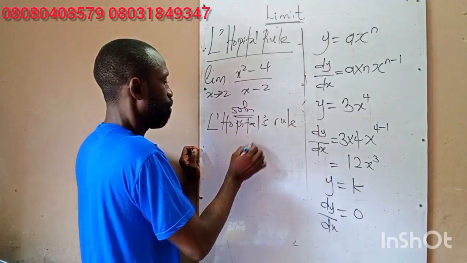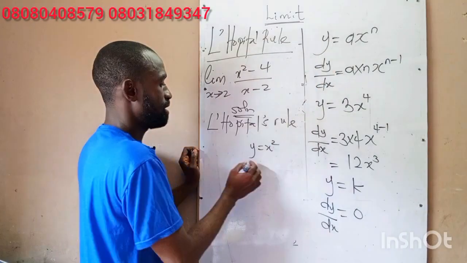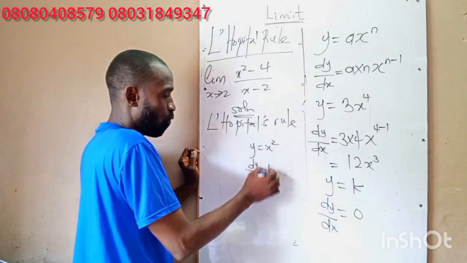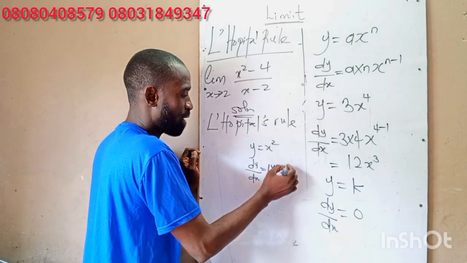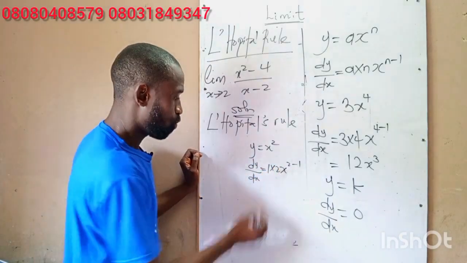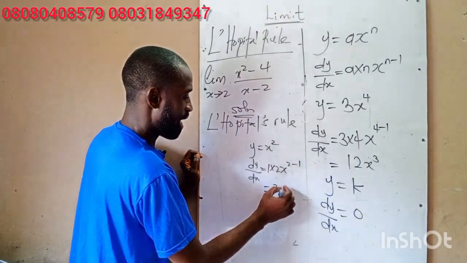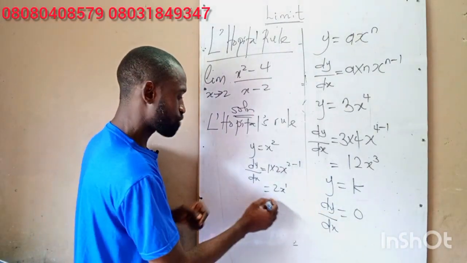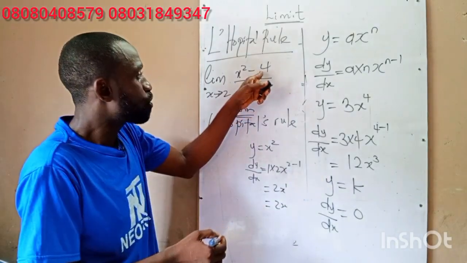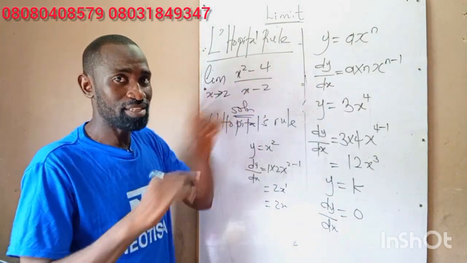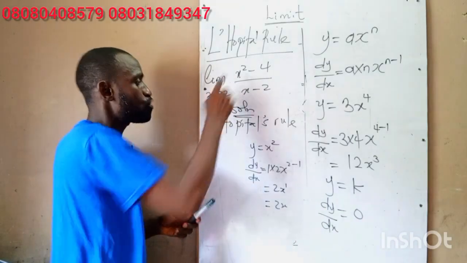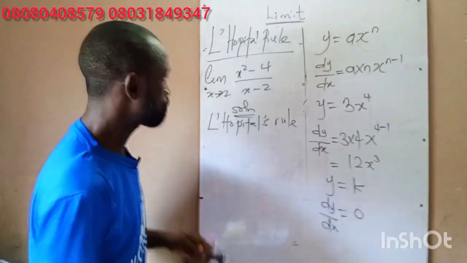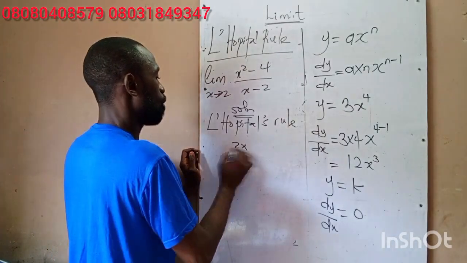Look at this. I'm having y equals x squared. If I use this formula, our dy/dx will be equal to 1 times 2, then x raised to power 2 minus 1. We'll now have 2x raised to power 1. x raised to power 1 is x, so our answer here is 2x. If I also differentiate the constant, the answer is 0. So here we have 2x all over.